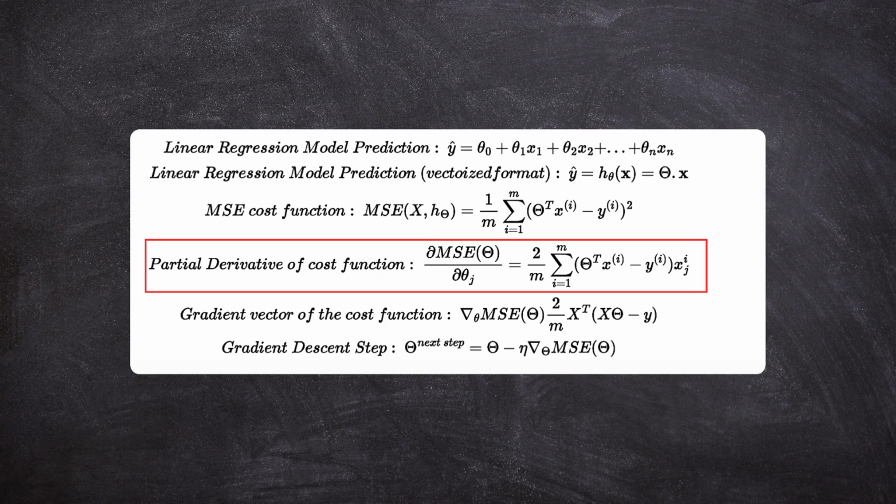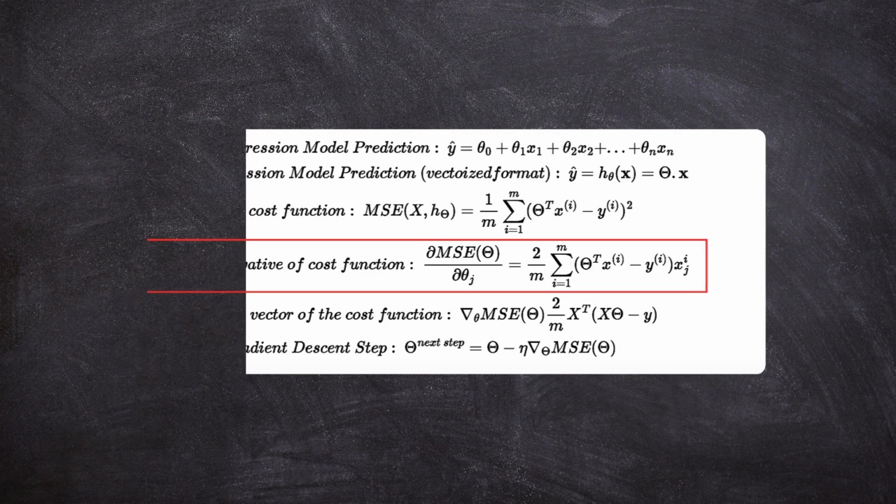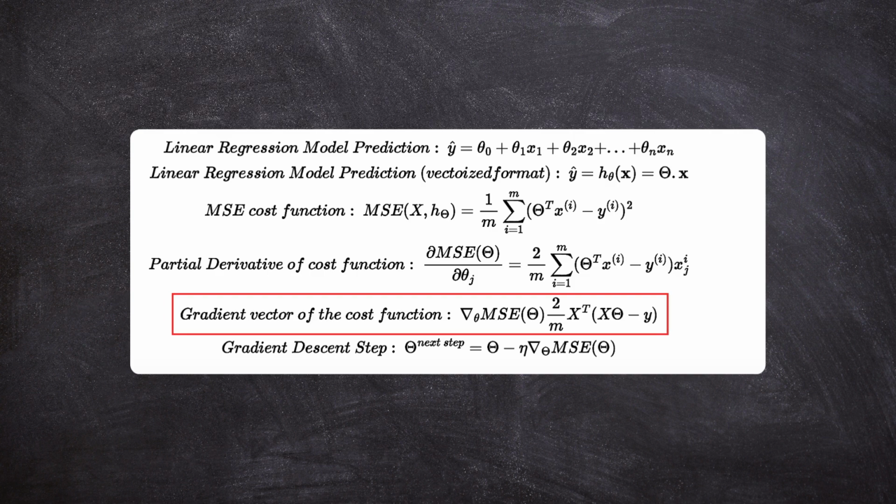The error is the difference between the predicted value and the actual value, and we multiply this by the corresponding feature value to weight the error by how much each feature contributes. This gives us a gradient vector, which combines the derivatives for all parameters. Instead of calculating the derivative for each parameter individually, the gradient vector lets us adjust all parameters at once.